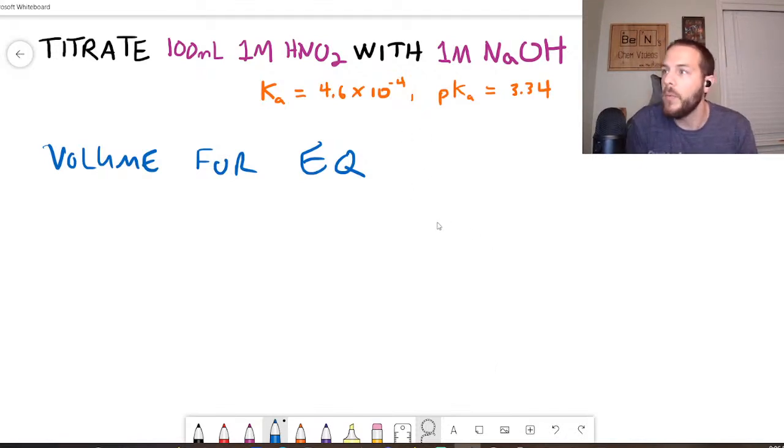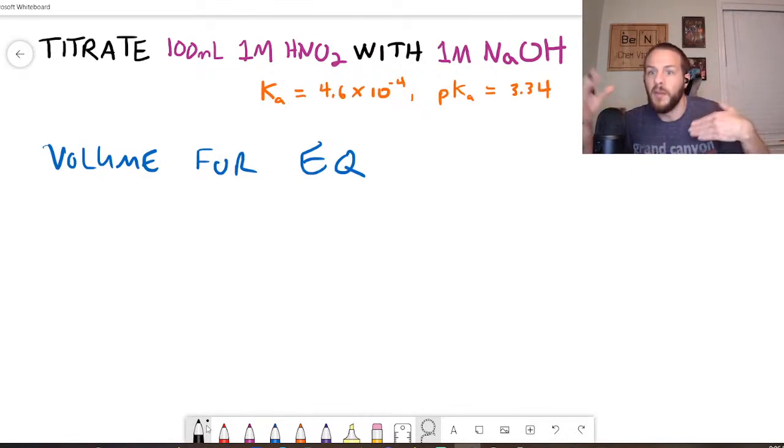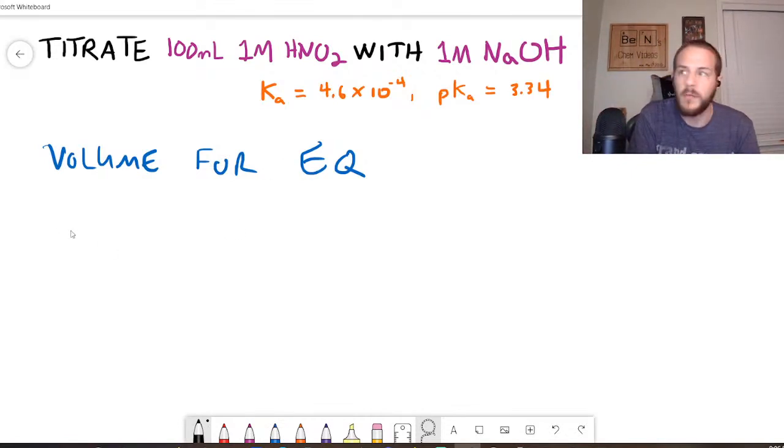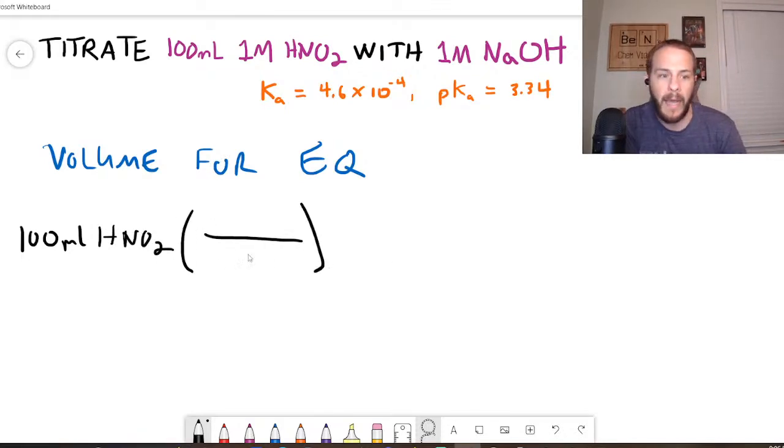So in order to do that, we need to take our 100 milliliters of nitrous acid and convert that into moles of nitrous acid, because again, the equivalence point is when the number of moles of acid and base are equal, right? So if I start out with my 100 milliliters of nitrous acid, HNO2, in order to use molarity, we're going to have to convert this volume in milliliters to liters, right? Because this capital M, that's molarity, moles of solute per liter of solution. So we have to convert this to liters. Pretty easy conversion, right? Milliliters on the bottom, liters on top.